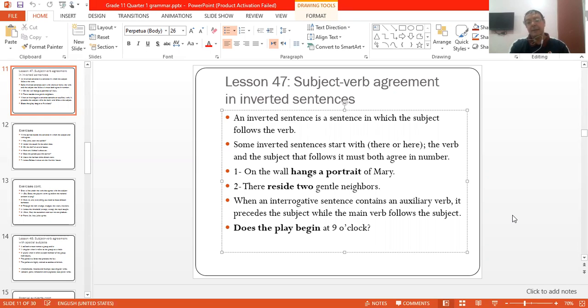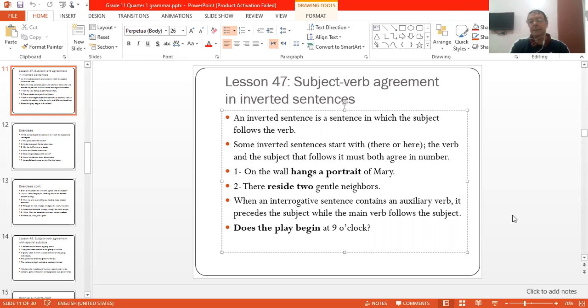So these are cases where the verb comes before the subject, either because it's a question or because it starts with there or here, or because it starts with a prepositional phrase, just like sentence one, on the wall hangs a portrait of Mary. Number two, it starts with there or here. For example, here in two, it starts with there. There reside two gentle neighbors. We have to be careful that the subject and the verb must agree with each other, even if the verb comes before the subject. Okay?